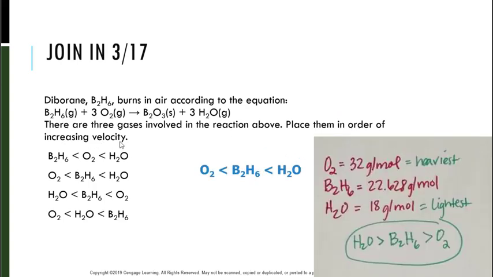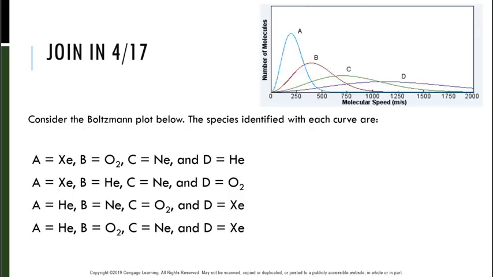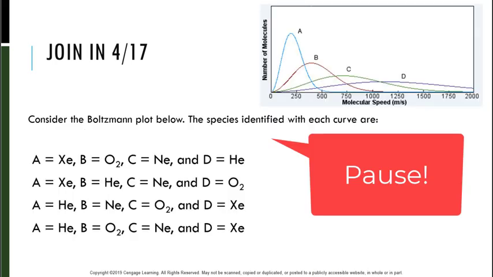Putting them in order of increasing velocity, the greatest is going to be the lightest. And I looked at the molar masses for H2O, B2H6, and O2, and H2O is the lightest, so it's going to be the greatest velocity. Pause here.